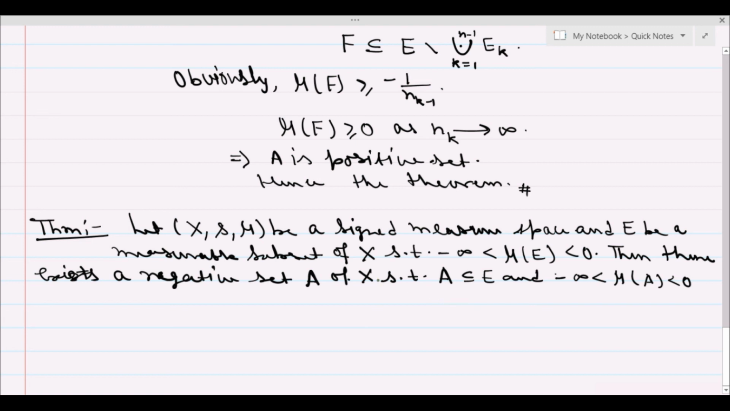Okay, and the proof of this theorem is the same as the proof of the above theorem by replacing the word positive by negative set. Okay, so I will stop here, and in the next video we prove Hahn decomposition theorem.